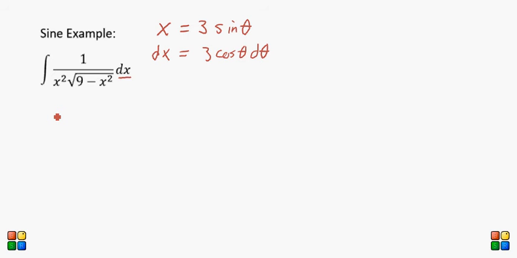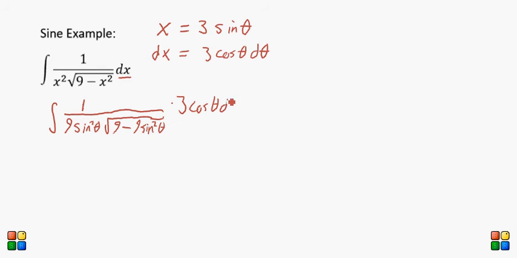And so I will now rewrite this exact integral verbatim. It was 1 over, but now every time I see an x, I'm going to replace it with 3 sine theta. So x squared is 9 sine squared theta. Then I see the square root, and under that square root I have 9 minus 3 sine theta squared again. So I'll have 9 sine squared theta times dx, which is 3 cosine theta d theta.